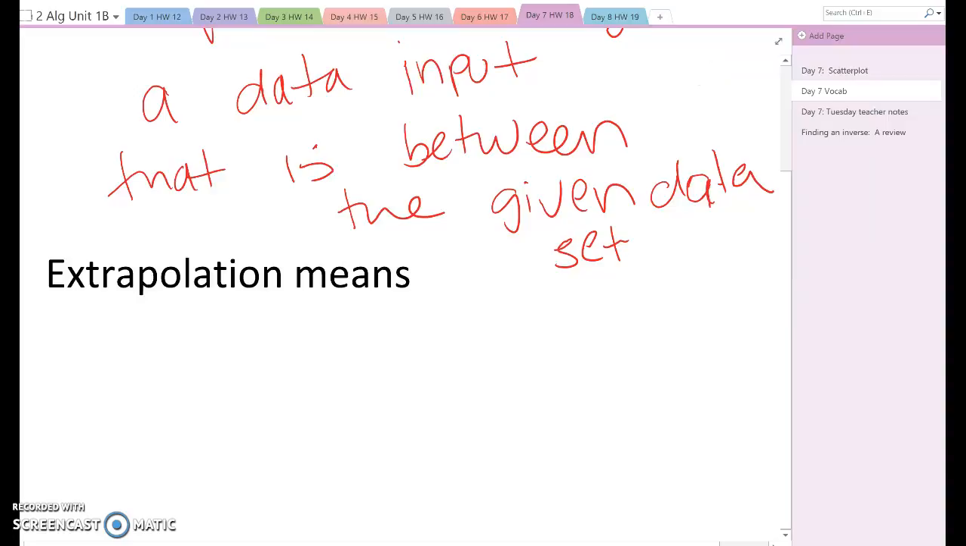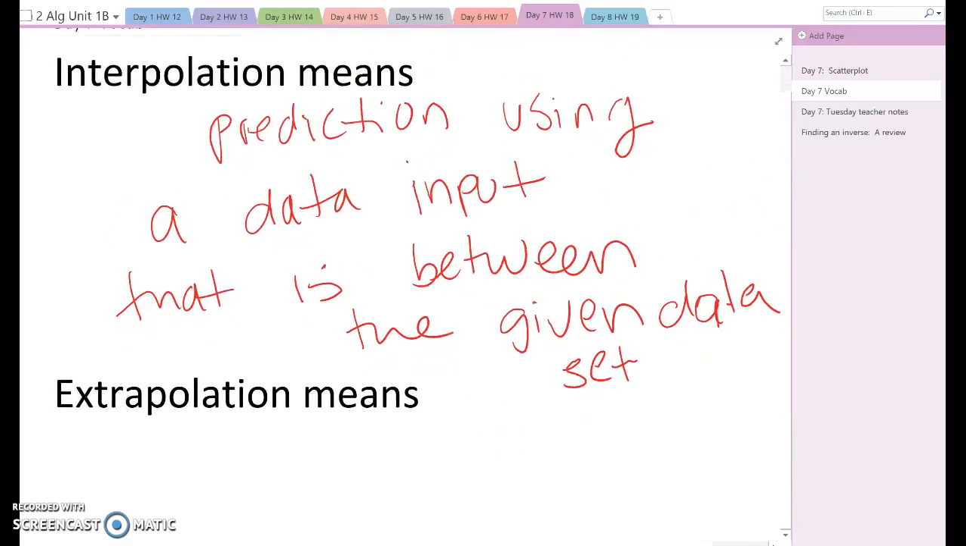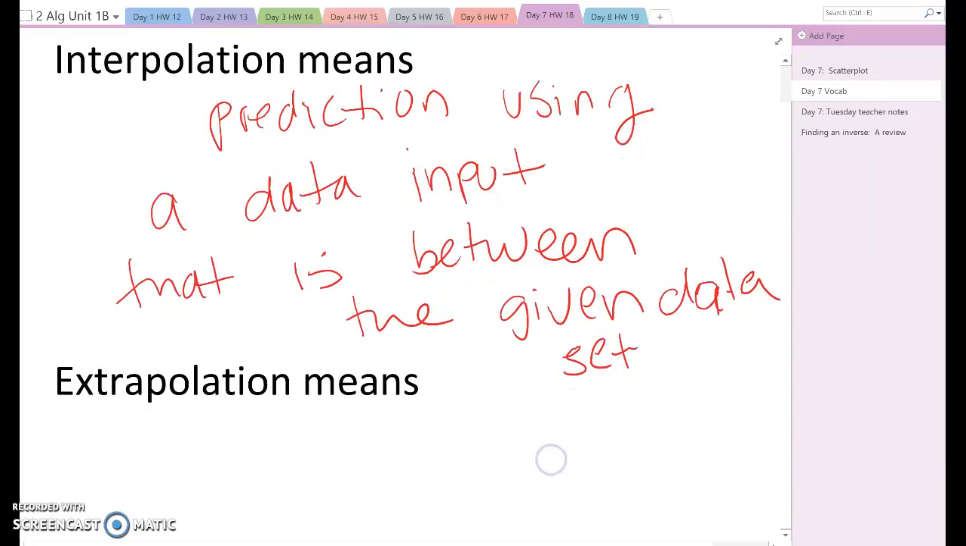Also give yourself a definition of extrapolation. So extrapolation means you can write this: prediction using a data input that is not in between the given set or is outside the given set. Okay, so interpolation and extrapolation are two words we're going to throw around the next couple of days, and you are going to have to know them.